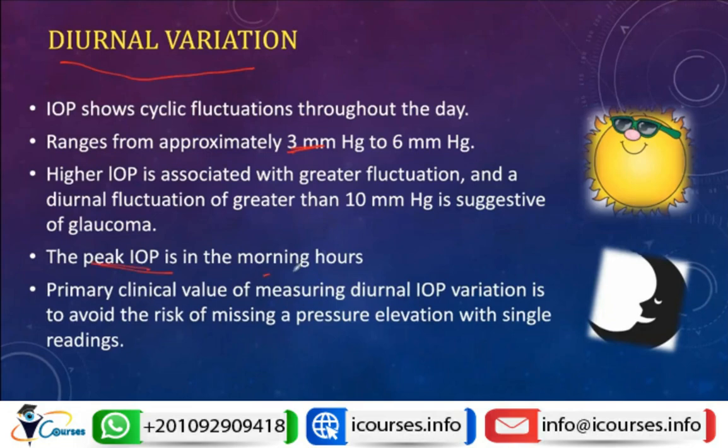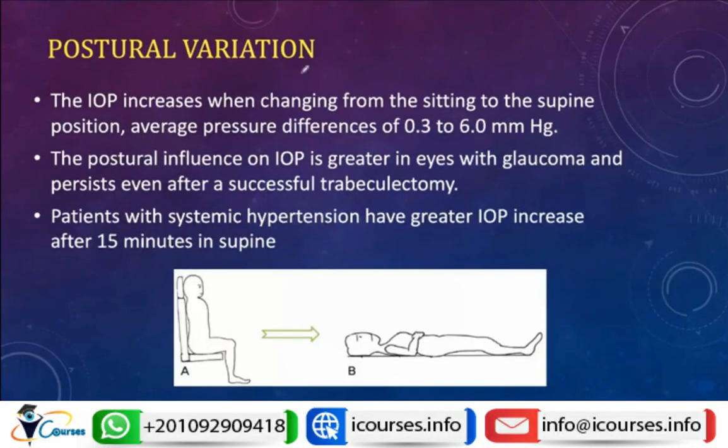The peak intraocular pressure is in the morning hours, being high in the morning and decreasing at night. This is called diurnal variation, so this is a short-term fluctuation. Postural variation: the posture of the patient also controls the intraocular pressure. While the patient is sitting, then moves to the supine position, this will cause a greater intraocular pressure rise. And again, this pressure rise will be much greater in glaucomatous patients.